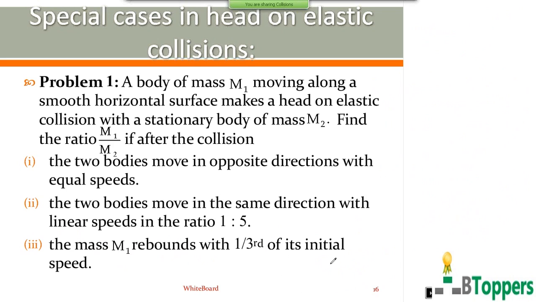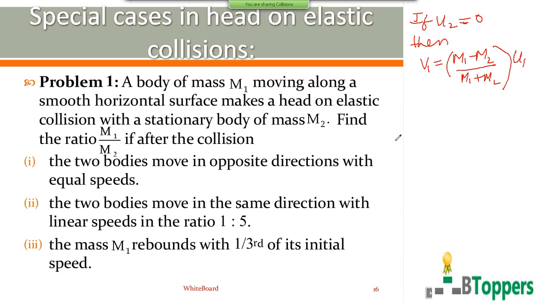Now look at the third part of the problem here. In the third problem, you are asked to find the ratio M1 by M2 if after the collision the mass M1 rebounds with 1/3 of its initial speed. So here also you can solve the problem by any one of the two methods. The initial velocity of the second body is 0. In a one-dimensional elastic collision, V1 equal to M1 minus M2 by M1 plus M2 into U1.